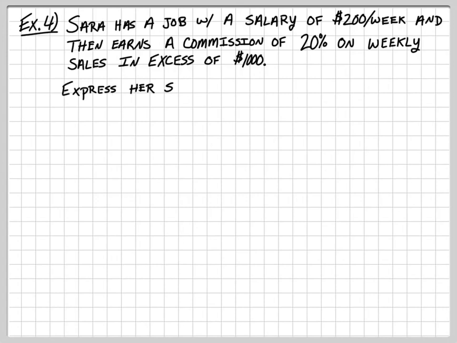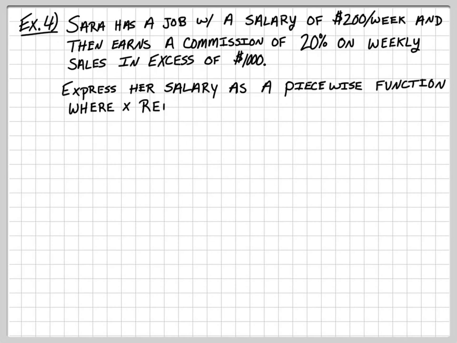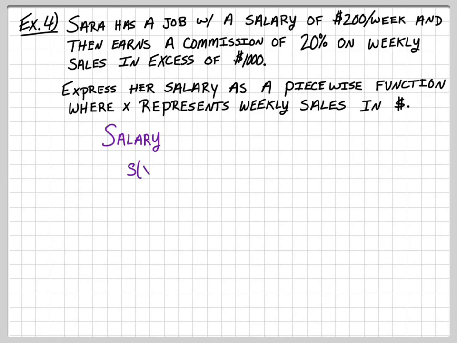So our goal is to express her salary as a piecewise function, because you can start to identify there are 2 pieces to that. So x is going to represent her weekly sales in dollars. We're going to write a function for her salary. We're going to call it S of x. x is the amount of money in her sales. So we already know we need this curly bracket here, because we're going to have 2 pieces.